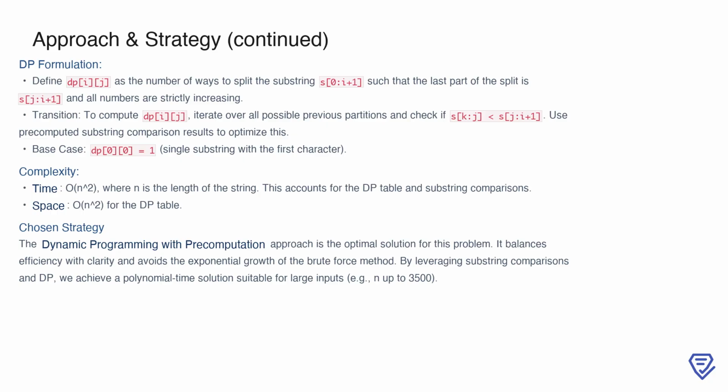The base case is straightforward. dp[0][0] is initialized to 1, as the first character alone forms a valid substring. In terms of complexity, the time complexity is O(n squared), accounting for the dp table and substring comparisons, while the space complexity is also O(n squared), due to the size of the dp table.